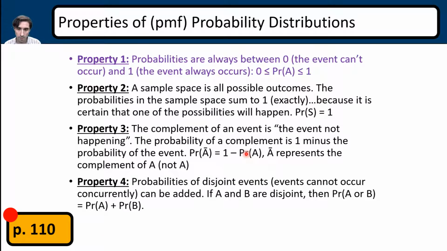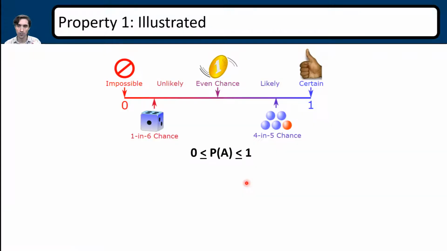Property 4, probabilities of disjoint events, which means that they cannot occur concurrently, can be added. So if they're disjoint, then you add them. We'll go a little bit more into property 4 a little bit later. I don't want to just toss all 4 fully at you.